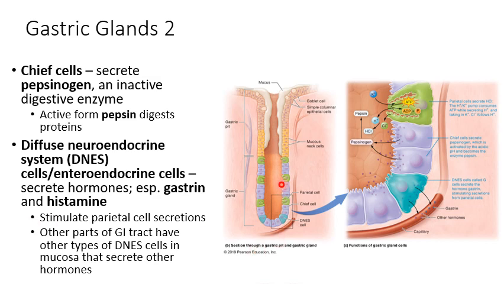And in the diagram, all these purple cells are the chief cells that are secreting pepsinogen, and the blue cells are the DNES cells that are secreting hormones such as gastrin and histamine.